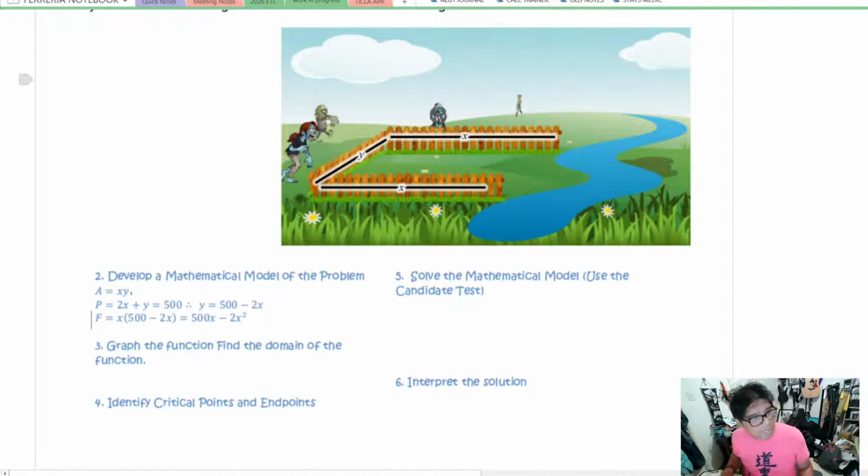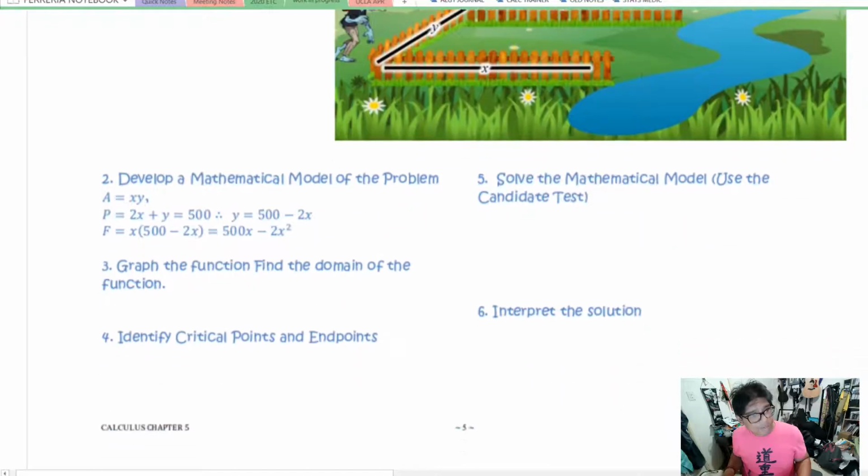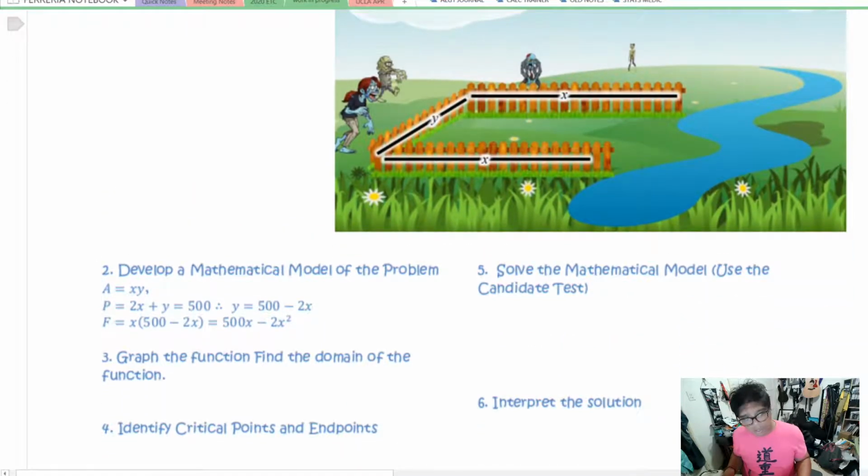Finally, we're going to relabel the area as f, our function. We're going to say f is equal to x times 500 minus 2x, which is just 500x minus 2x squared. Let me zoom in a little bit here for you. Oh, a little bit too much. There we go. All right, next we're going to graph the function and find the domain. Let's go ahead and graph that. I'm going to grab my calculator.